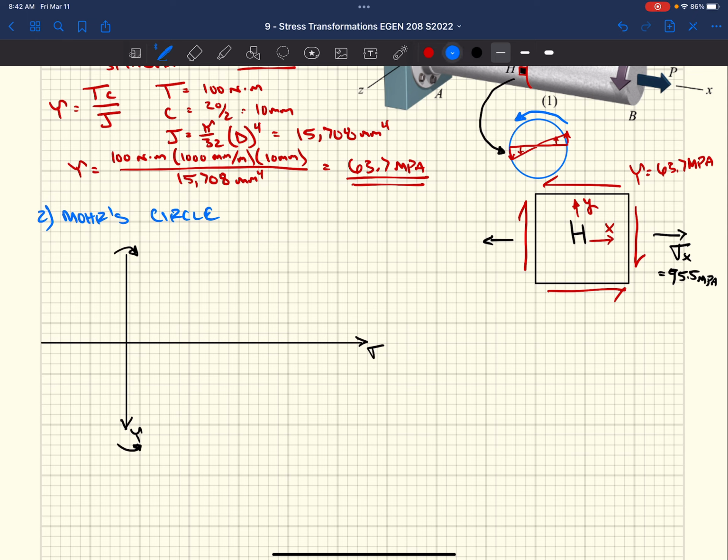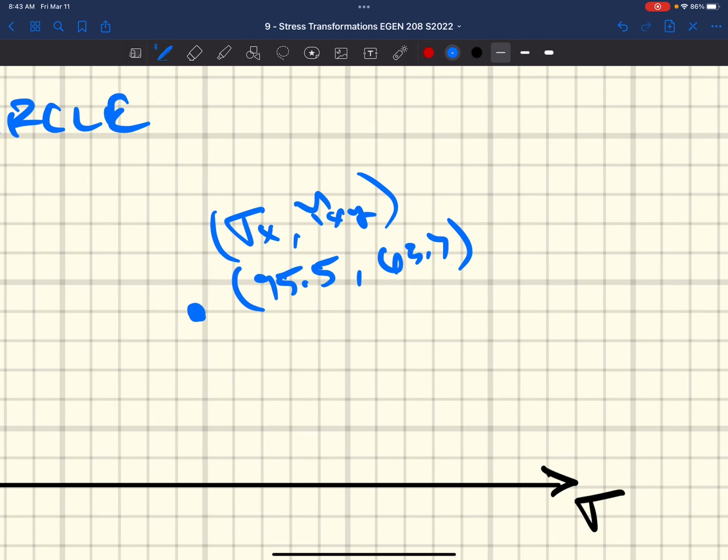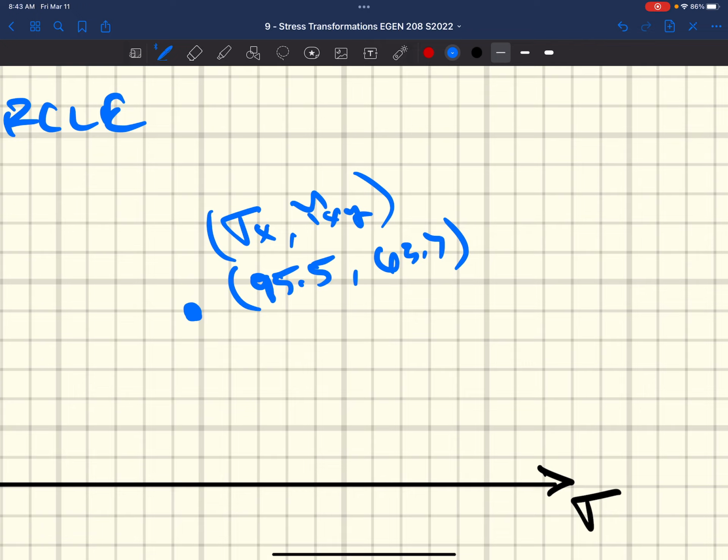So I'm just going to throw something out here. I'm going to say it's somewhere around there, 95. So we've got sigma x comma tau xy. That's our coordinate: 95.5 comma 63.7. That's the coordinates of that point out there. It doesn't really look like a 9, does it? 95.5.